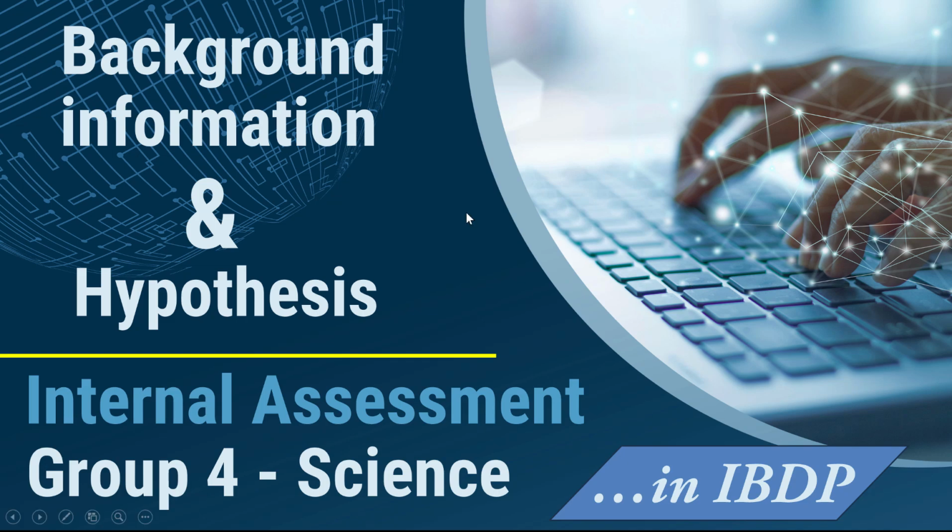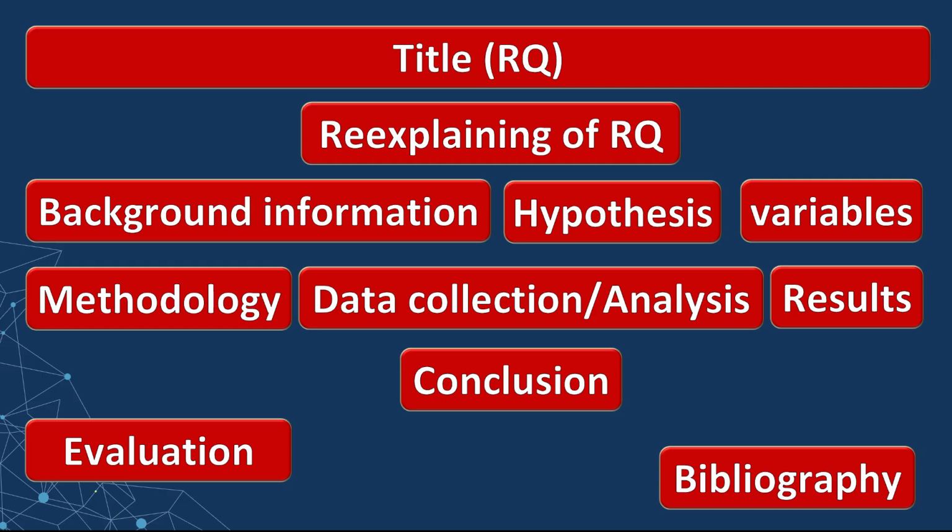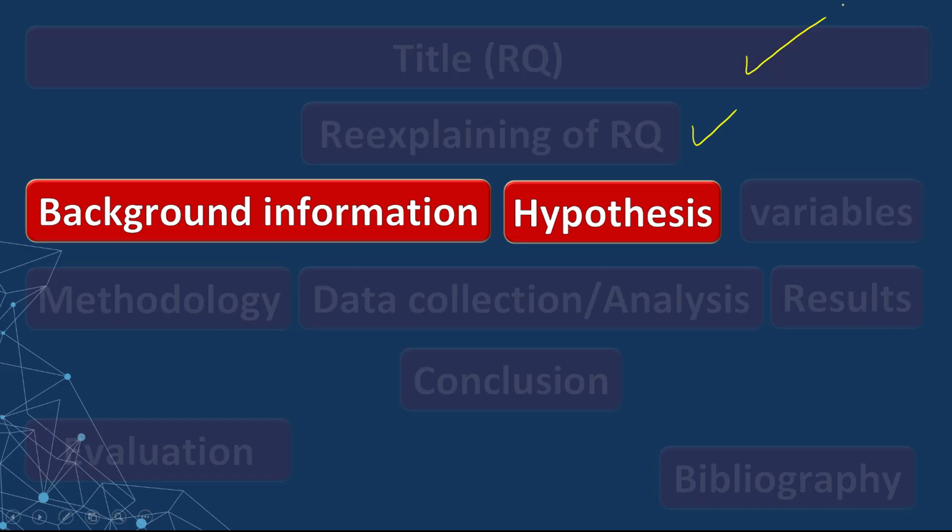Hello guys, today I'm gonna talk about background information and hypotheses in internal assessment in group 4 science in IBDP. Previously I introduced my general suggested map for the structure of IA, specifically in science. It starts from the title, which is your research question, and then re-explaining the research question, both of which were explained in the previous video. Now I will concentrate on background information and hypothesis.